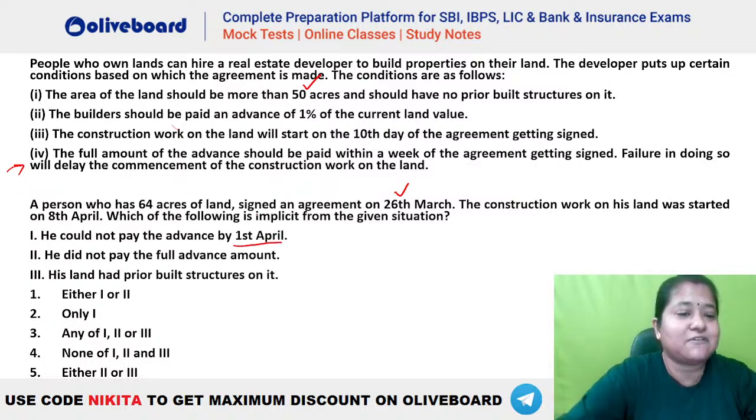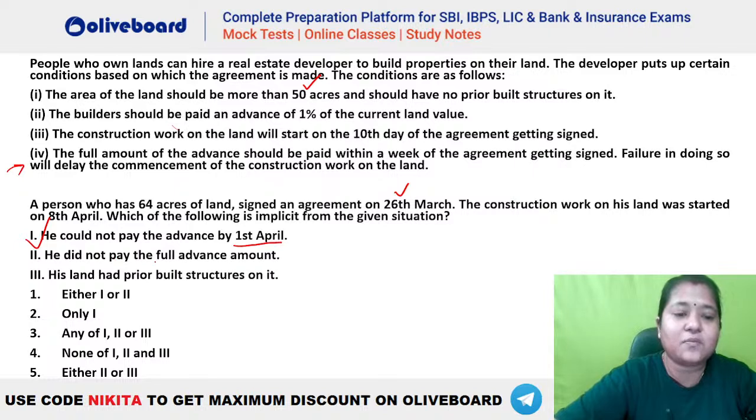1st April would be the 7th day, isn't it? You can see 26th March to 1st April. 1st April is the 7th day. So if he has not paid within the first week, that means his construction will be delayed, and that is what has happened here. So you can see one is absolutely the right one.